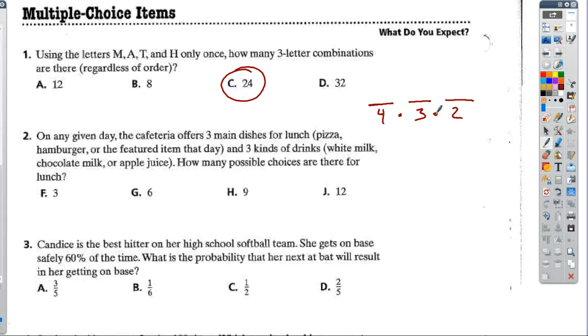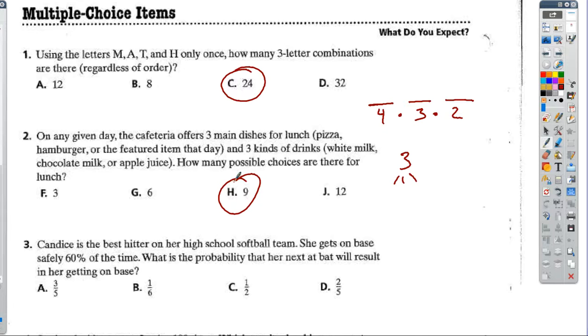But in this case, we're not asking for a probability. We're asking simply how many choices are there. If I have three main dishes, and each main dish has three different drinks, that means for my pizza, I have three different drinks. For my hamburgers, I have three different drinks. And for my mystery meat of the day, we have three drinks. So 3 times 3, which would be 9.